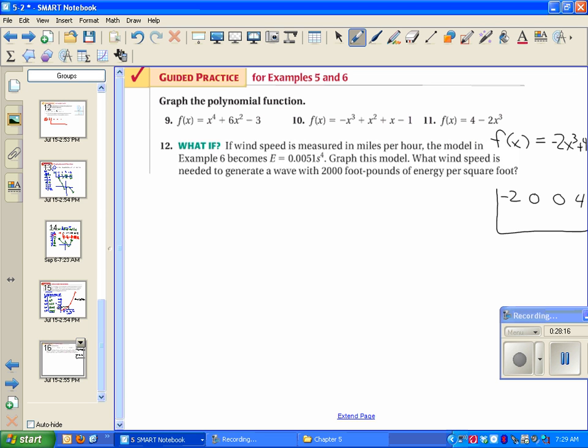For number 12, again, you're going to do the same exact thing. So for your s values, just please use 0, 10, 20, 30, and 40. And that will be the end of the lesson today.